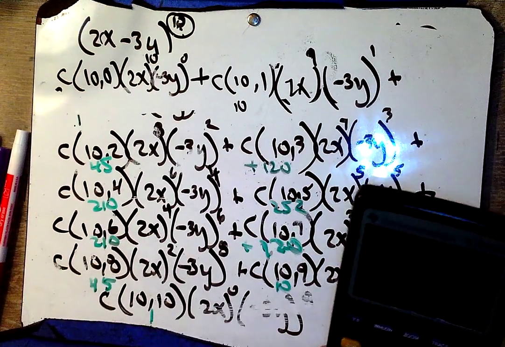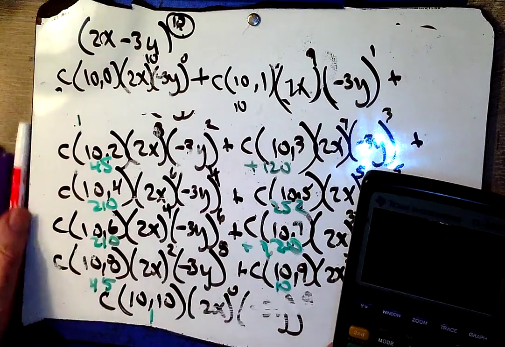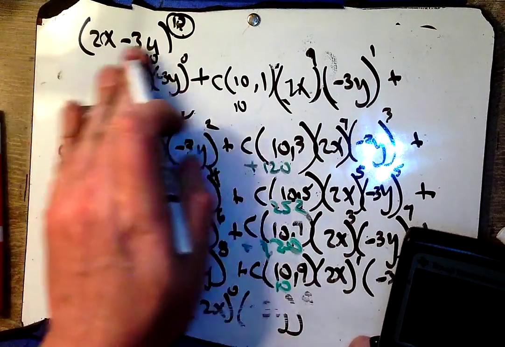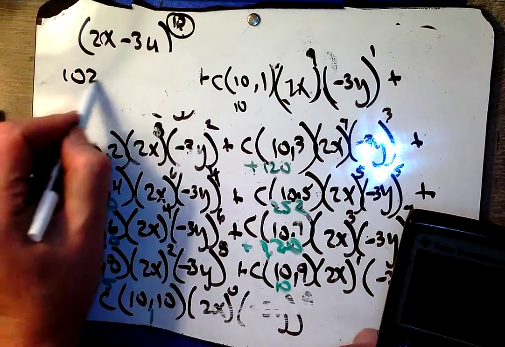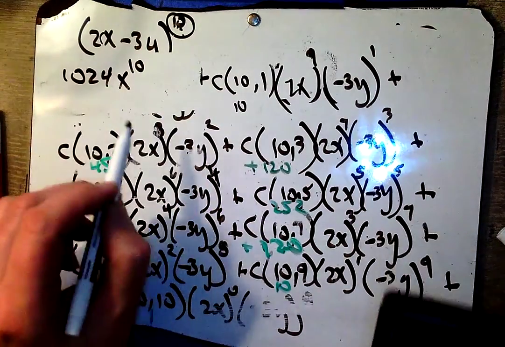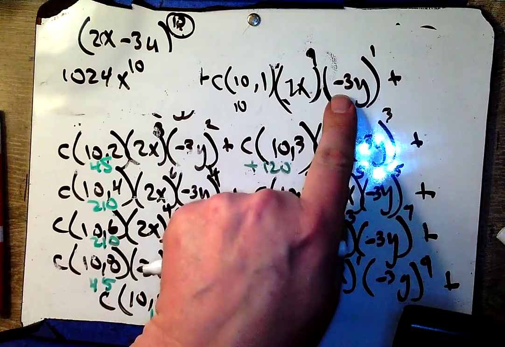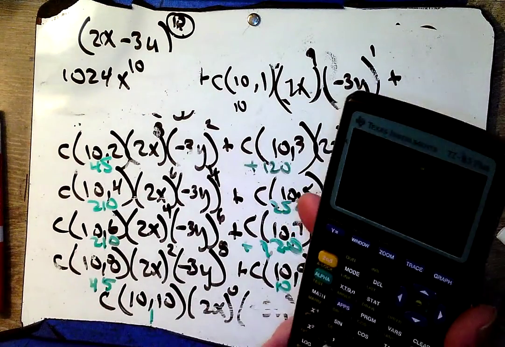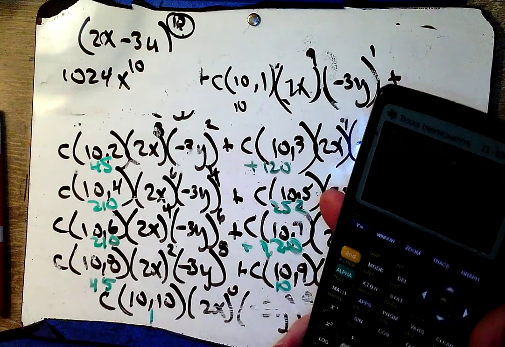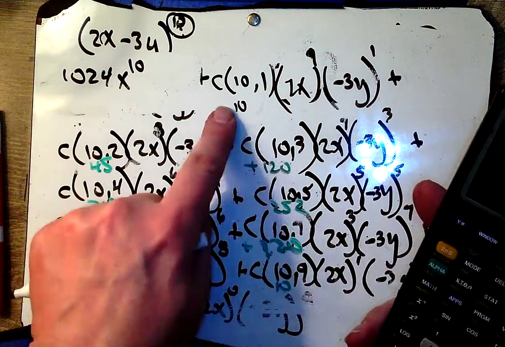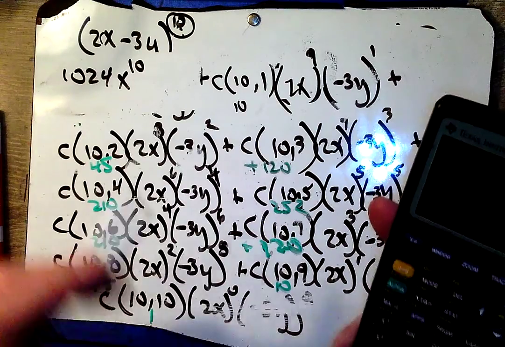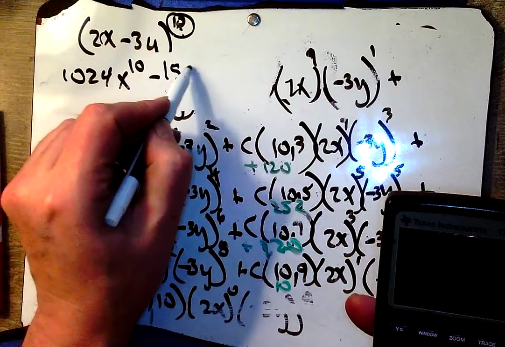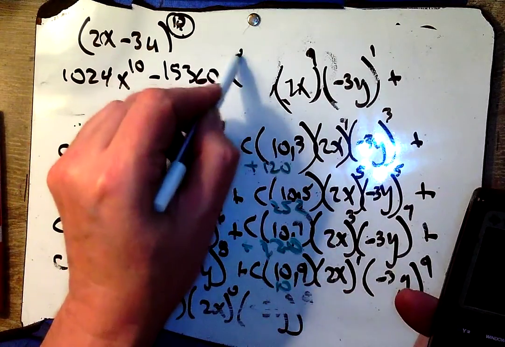So I get 1024. So this can become 1024x to the 10th, y to the 0. And then we've got this minus 3 times 2 to the 9th, 2 to the 9th times negative 3 times 10. And I get minus 15,360 x to the 9th y.